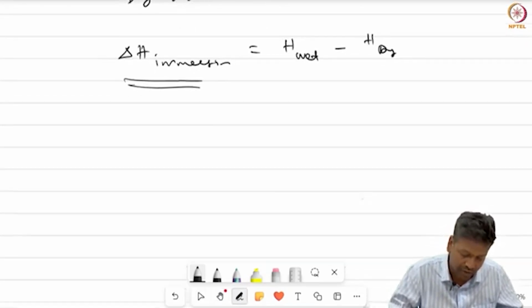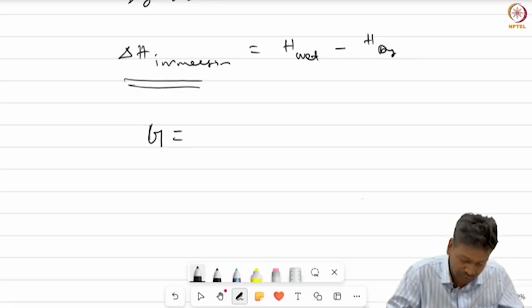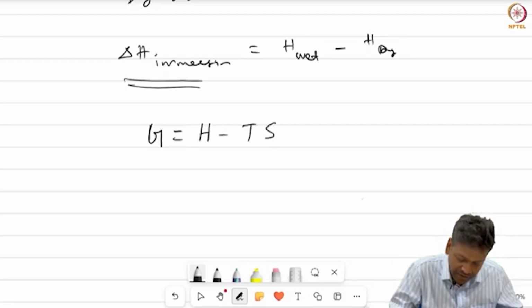So before that, let's understand the fundamental equation that we know in terms of Gibbs free energy, which is nothing but enthalpy minus TS, right? S is nothing but entropy here, and T is temperature.